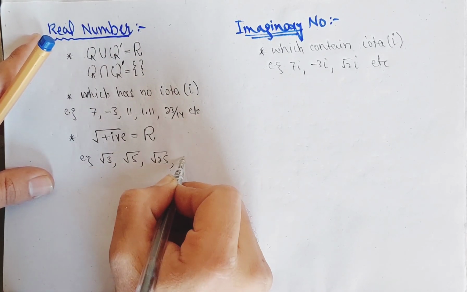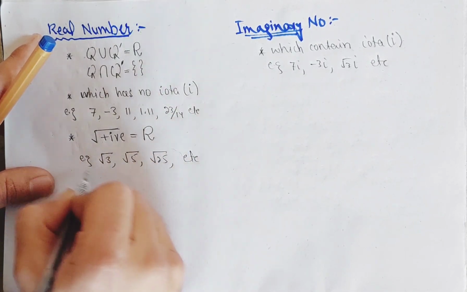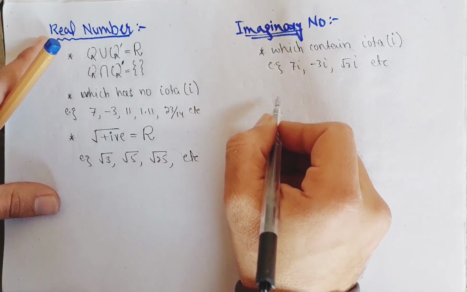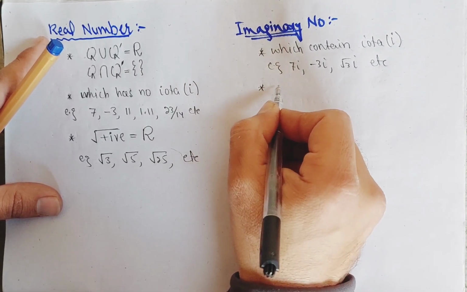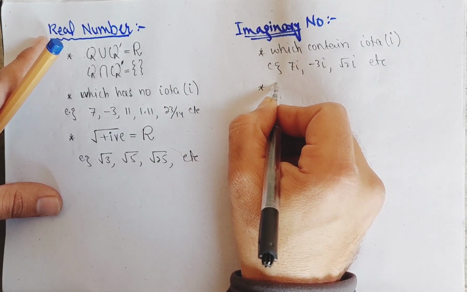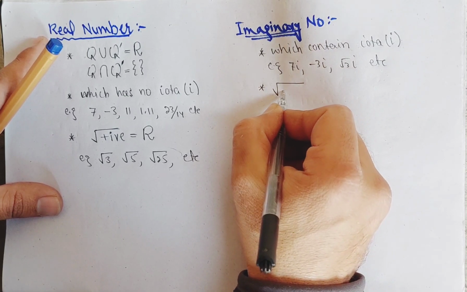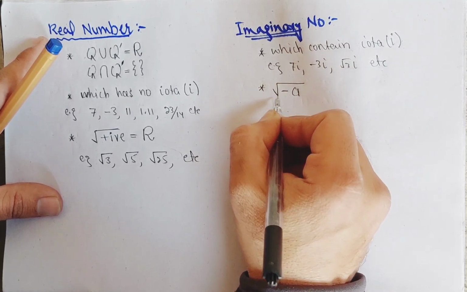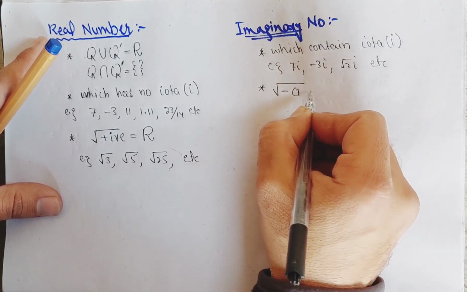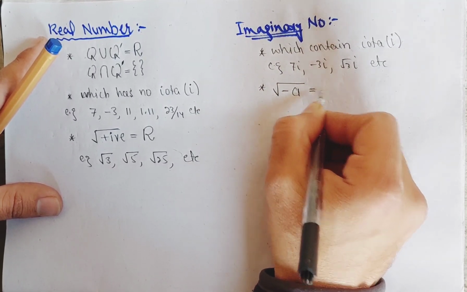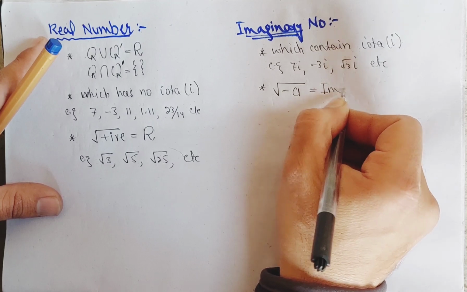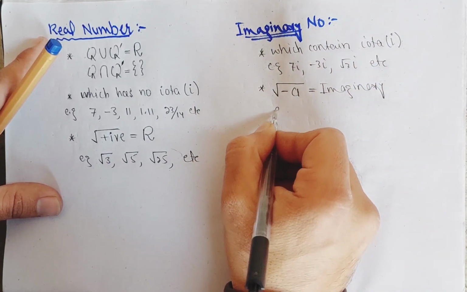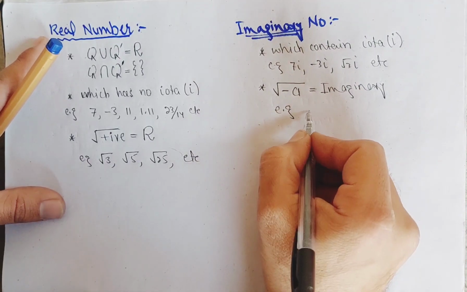An imaginary number, if there is a negative number under this square root, so this will result in imaginary number. For example, under root minus 7, under root minus 25, under root minus 36 etc.